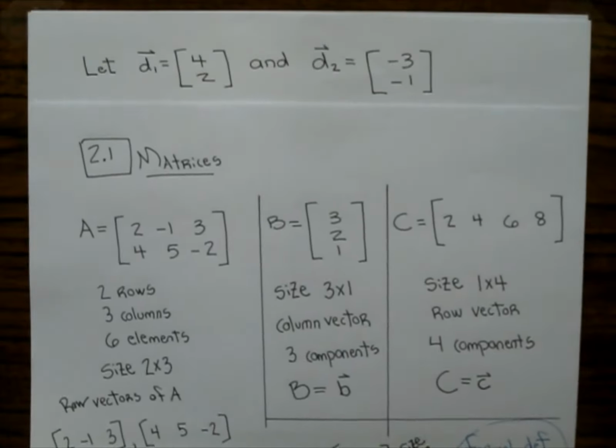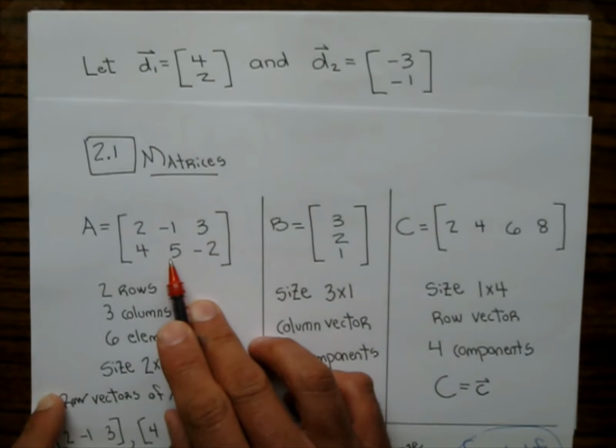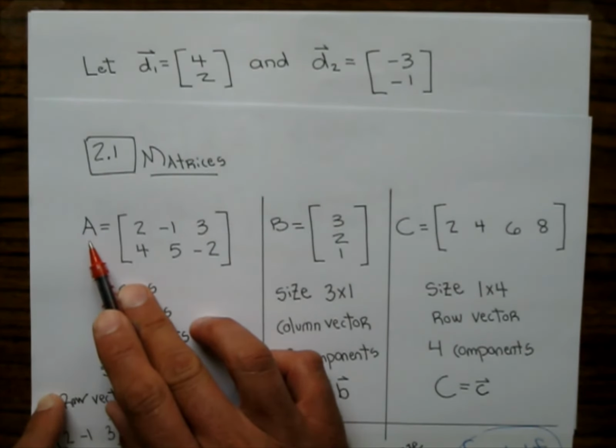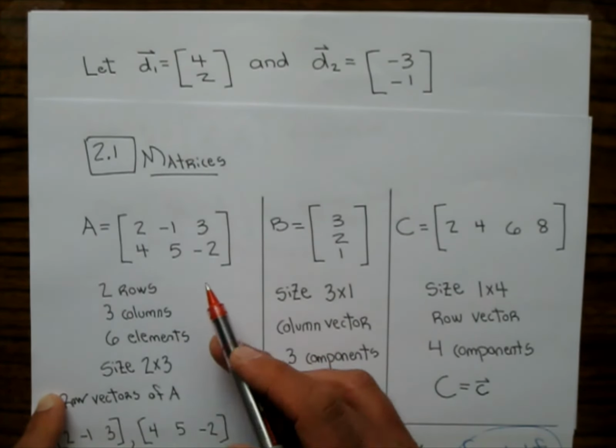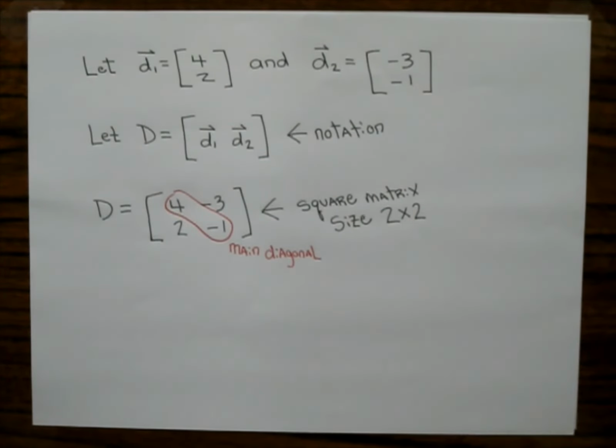Notice that none of these matrices have a main diagonal. If I asked, what is the main diagonal of A? It would be undefined because it is not a square matrix. Okay, our next definition.